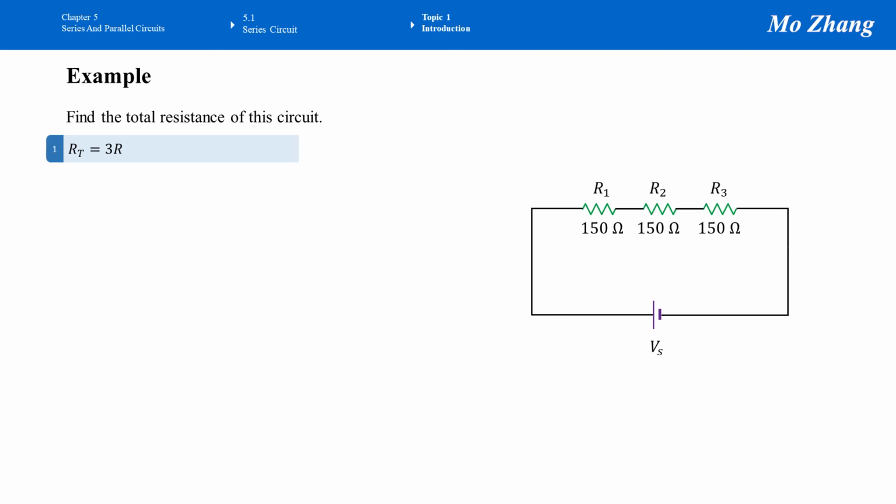RT equals N, in this case equal to 3 resistors connected in series, times R. R is 150, so it equals 3 times 150 ohm. So together, the total resistance is 450 ohm. This 3 resistor circuit can be replaced by 1 resistor, and the value of that resistor is 450 ohm.